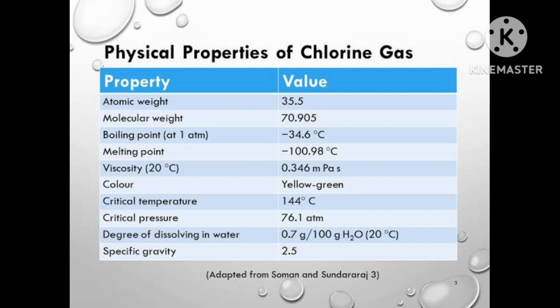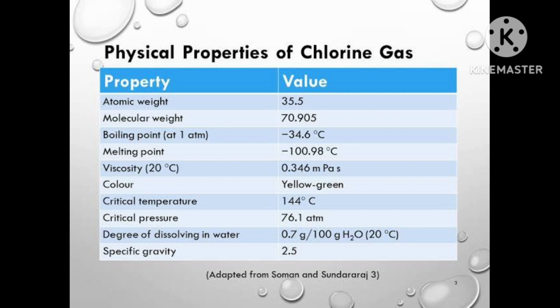Third use, in the manufacture of dyes, drugs and organic compounds such as CCl4, CHCl3 means chloroform, DDT, refrigerants. Chlorine is used as a refrigerant also, means it will give organic compounds which are used as refrigerants.